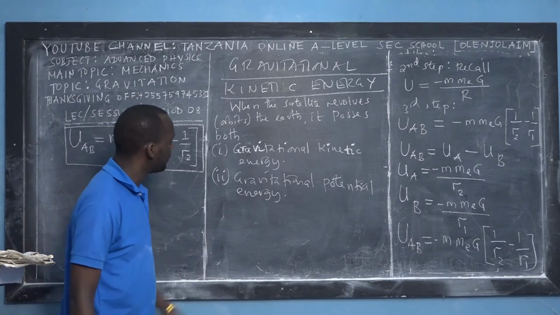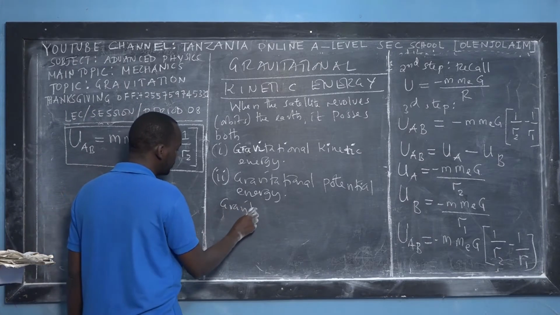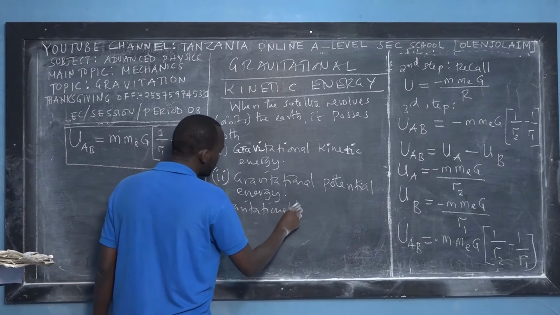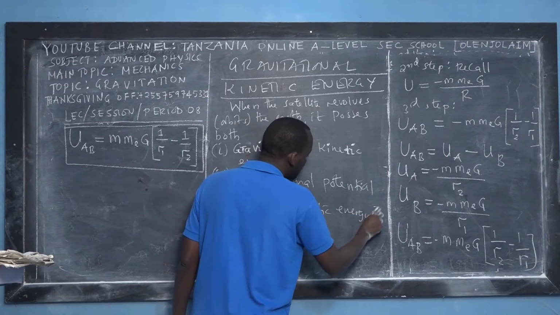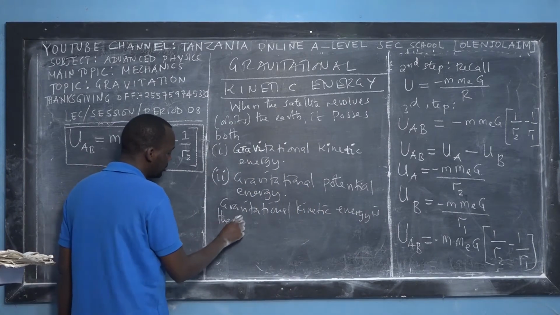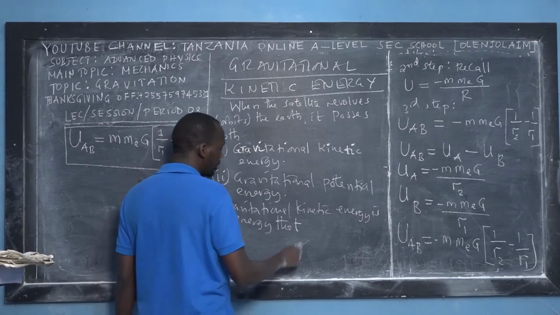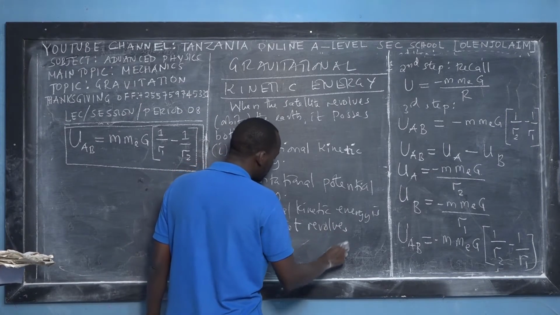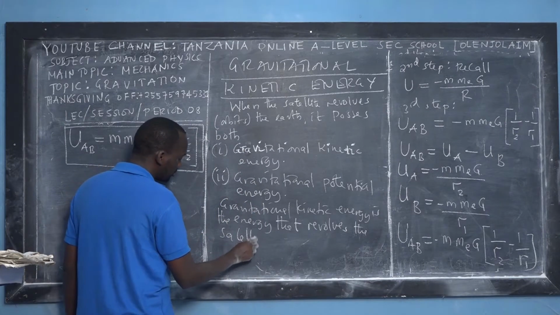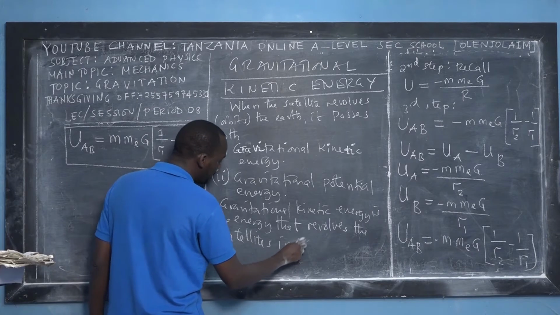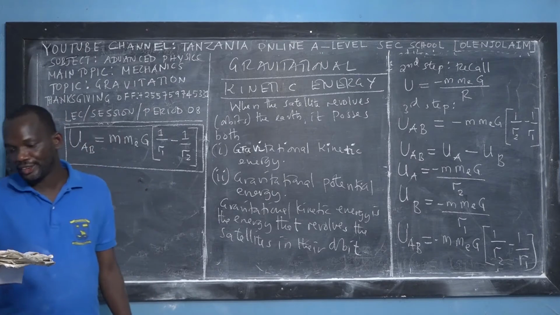So we say that gravitational kinetic energy is the energy that revolves satellites in their orbit. So this is dynamic energy.